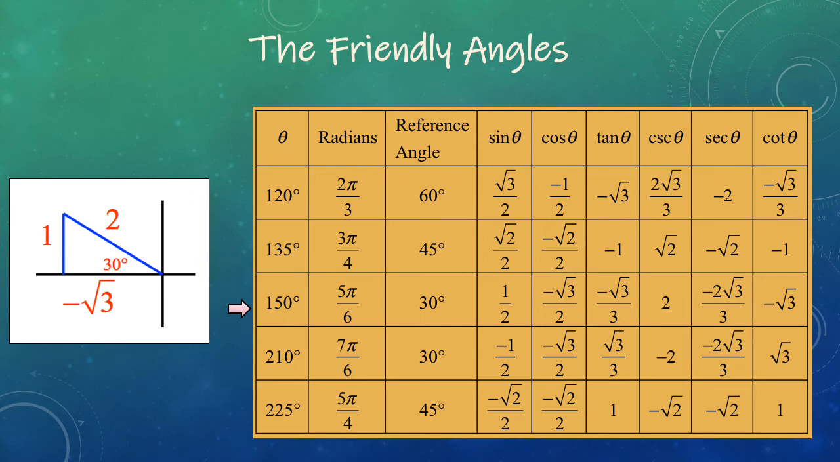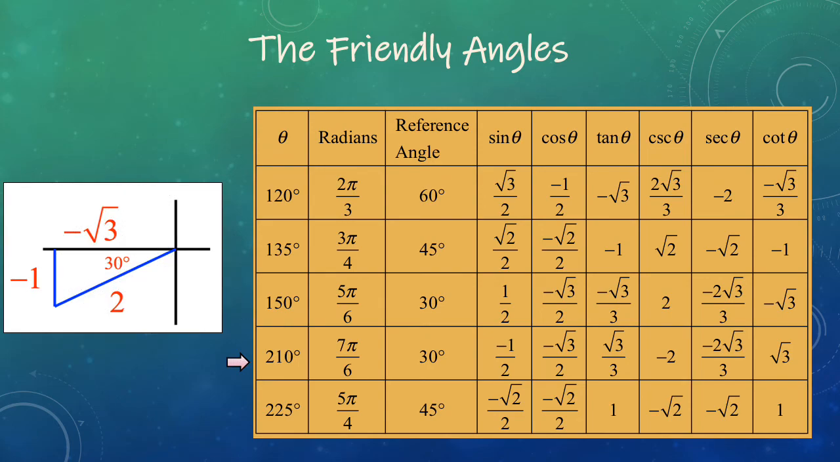So sine of 150 degrees is 1/2, cosine of 150 degrees is negative square root of 3 over 2, and tangent of 150 degrees is equal to negative 1 over the square root of 3, or negative root 3 over 3. Again, the cosecant, secant, and cotangent functions are simply the reciprocals of the sine, cosine, and tangent function.